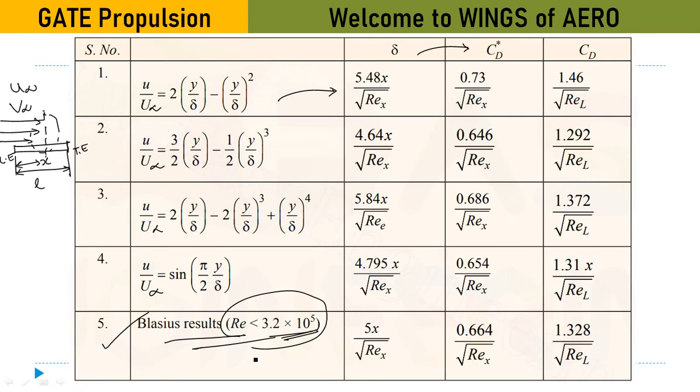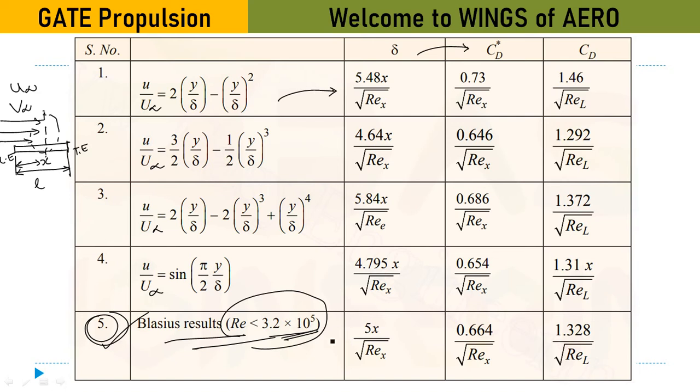Now here you need to remember, for the Blasius condition, the boundary layer thickness can be found using 5x by root over Re suffix x. This is applicable either for the entire plate or for a particular distance if they have mentioned. Whatever distance has been mentioned, that is the x. At that particular distance, find the Reynolds number and substitute it. So this is all about the boundary layer thickness.